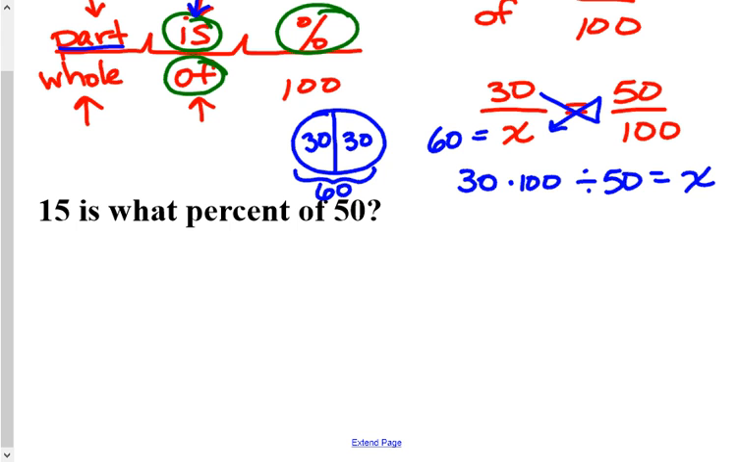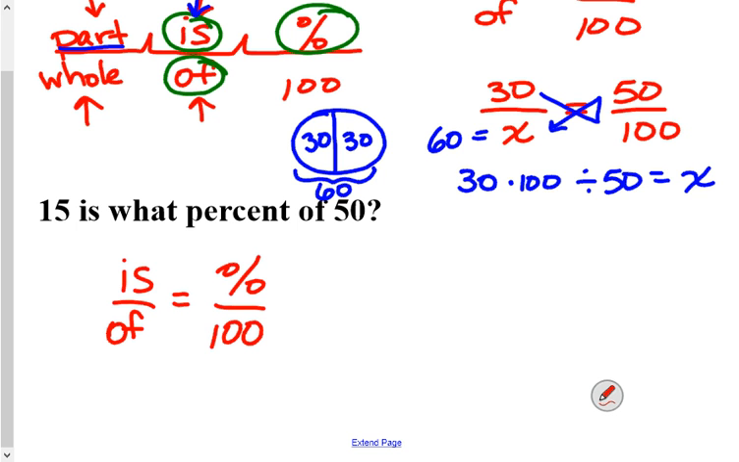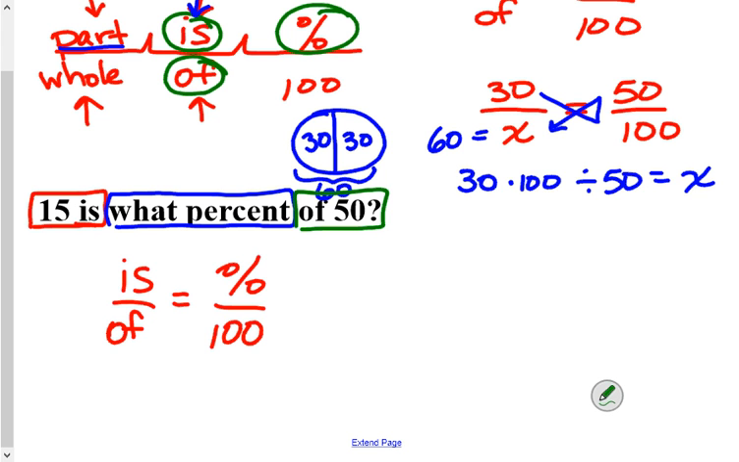15 is what percent of 50? So is over of equals percent out of 100. So I'm going to box it. Here's the word is, so I have 15 is. The percent is what I'm looking for because it says what percent of 50. So 15 is my is, 50 is my of. 15 is what part of 50? That's what that first section is saying. And I want to write that as a percentage.